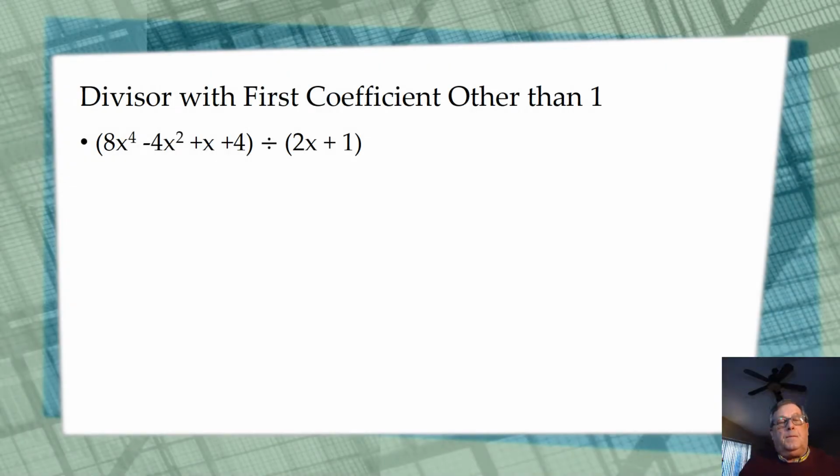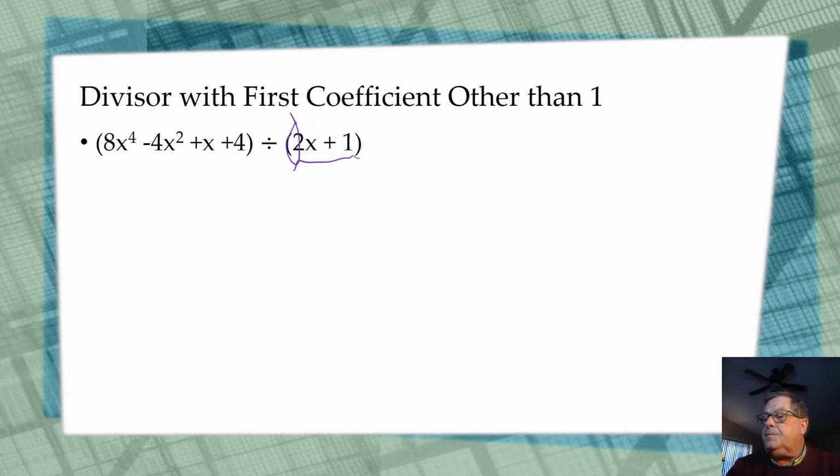Last up, we're going to be dividing polynomials, a polynomial by a binomial, where the divisor has a lead coefficient of something other than 1. Now, we can see here that my divisor is 2x plus 1, so I've got a lead coefficient of 2.